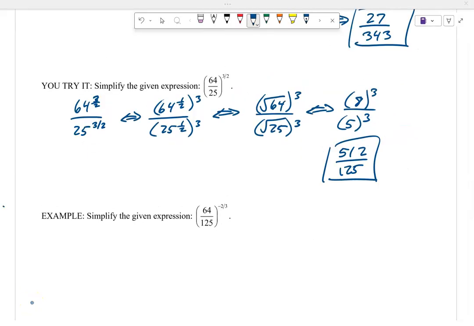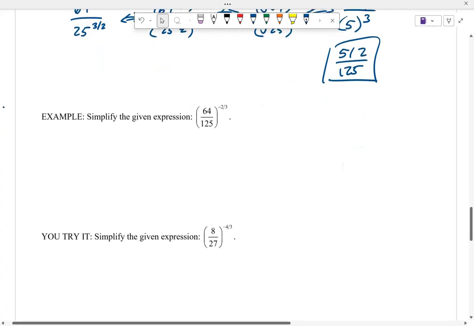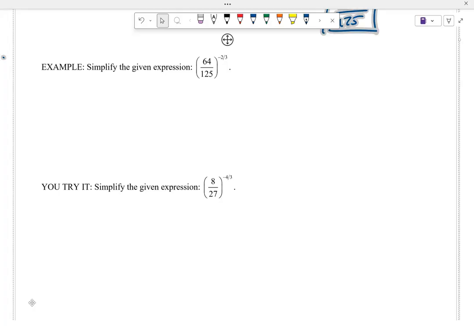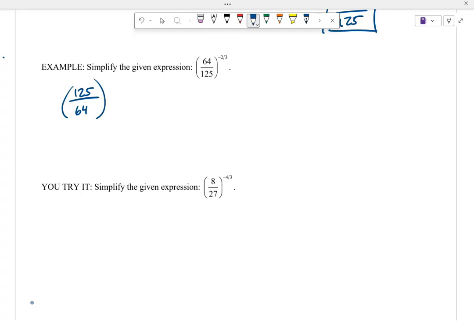All right, take a look at that you try problem. Pause the video if you need to. Let's get into another you try it. We've got 64 over 125 to the negative 2/3. And since I've got a fraction and a negative exponent, I'm just going to go ahead and apply that rule where we can flip those and then make it a positive 2/3, right? Because that's the same thing as 1 over 64/125, all to the positive 2/3.